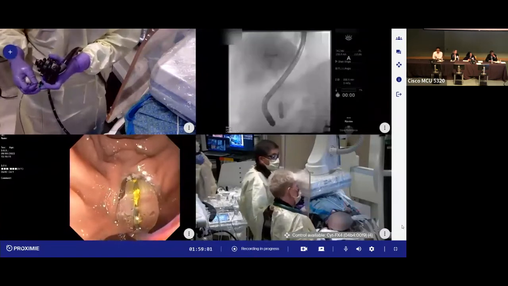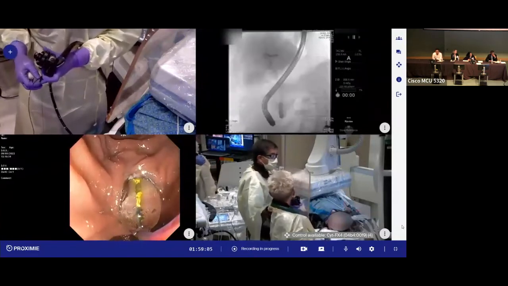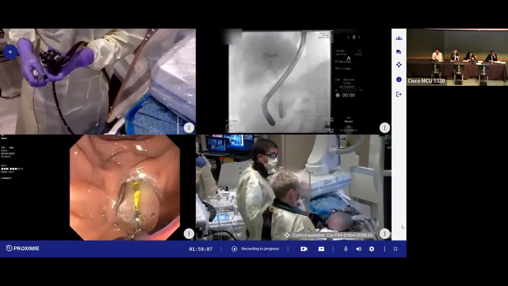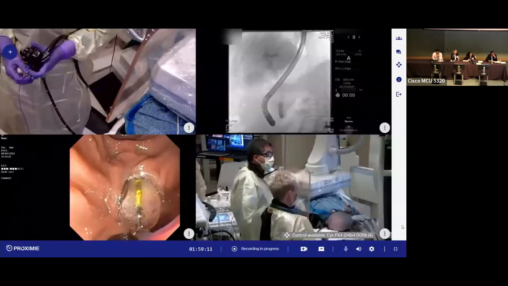Yeah, absolutely. When that happens, it's an absolute headache to try and deal with a stone that you've pressed into the wall of the bile duct. And it'll add some time to your case. So that's a good point. You want to be mindful of that.